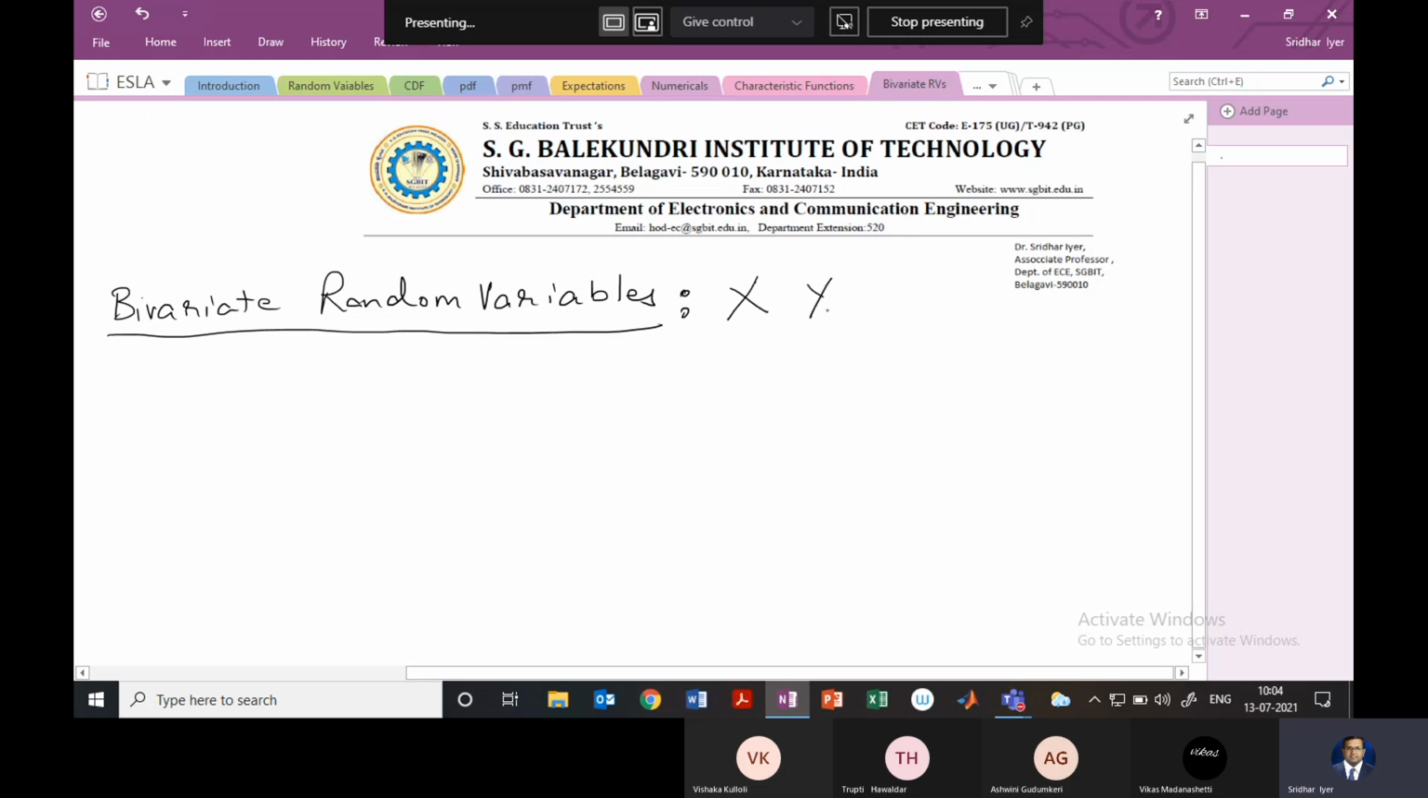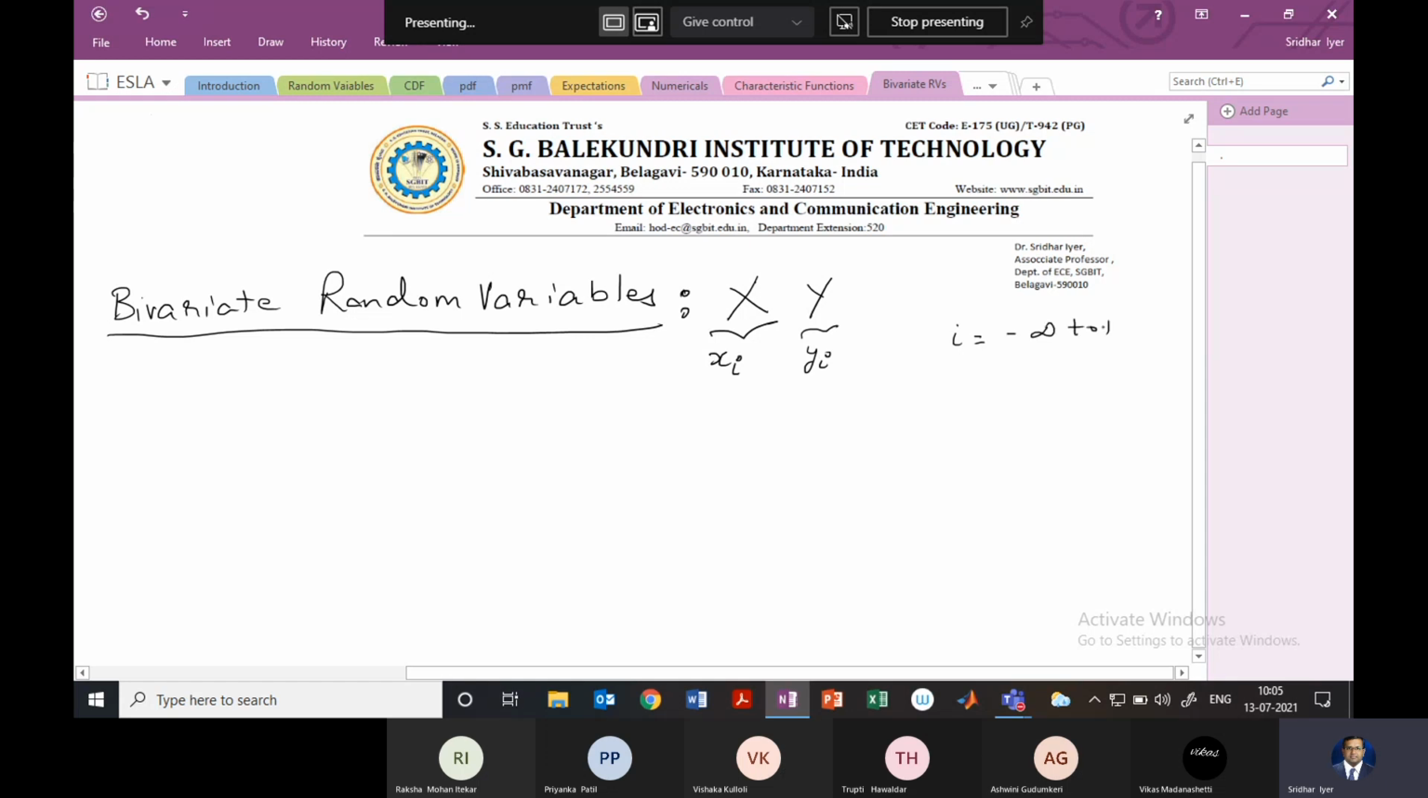That will be x and y. You can also have other nomenclatures like u, v, w, x. It doesn't matter, but we'll be dealing with x and y. And for each of these random variables, we will be finding the values. So let's say xi and yi, where i will go from minus infinity to plus infinity, and these x will be the values for the random variables.